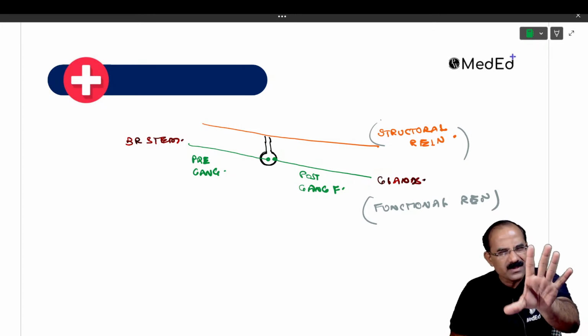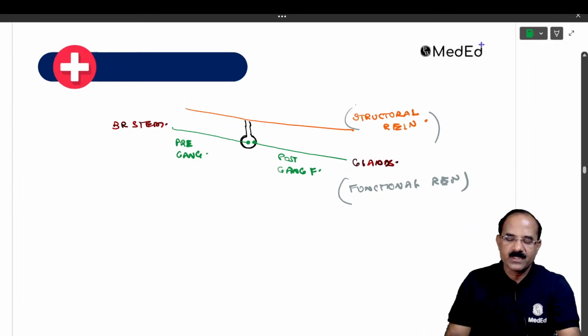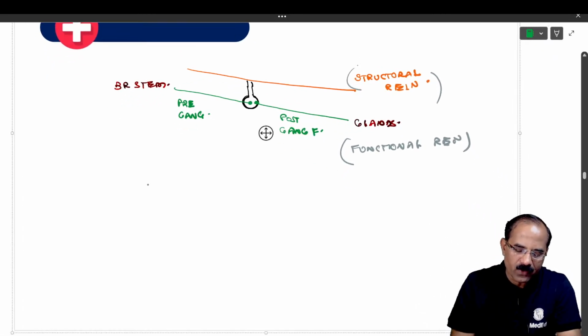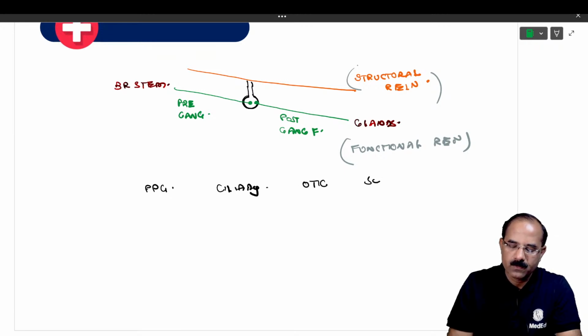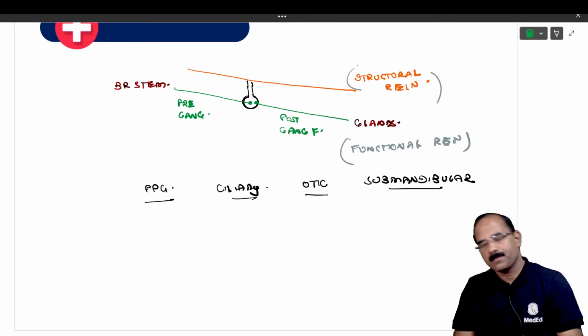Okay, you'll understand this. Give me some time. It takes time to understand these topics. Now, I'll just mention the names of the ganglions. The first ganglion is pterygopalatine, ciliary, otic. Look, don't write this down. I'll give you time. These are the four ganglions: pterygopalatine, ciliary, otic, and submandibular.